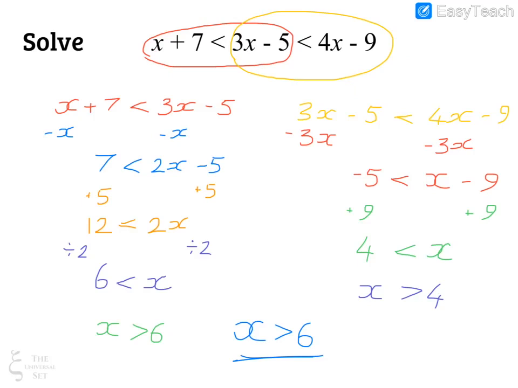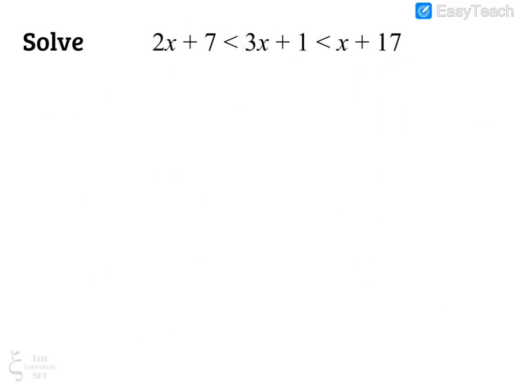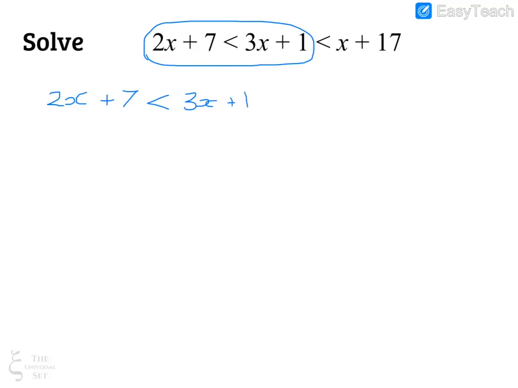Okay, we'll try another one. And I'm going to do the same trick, splitting it up into two parts. So let's say this blue part on the left, first of all. I've got 2x plus 7 is less than 3x plus 1. First thing, let's get rid of these 2x's from the left. So I'm getting rid of 2x's from the right as well. And that's going to give me 7 is less than x plus 1. Plus 1, there we go.